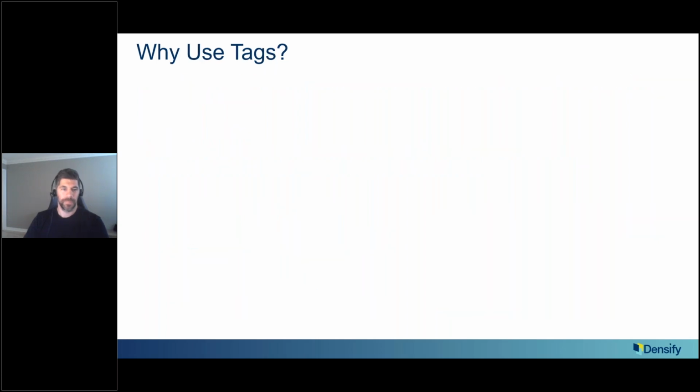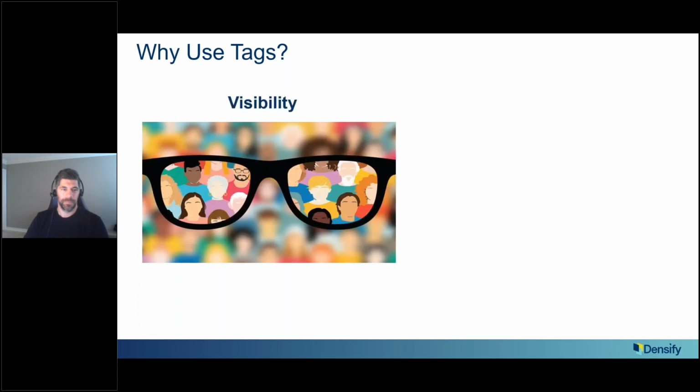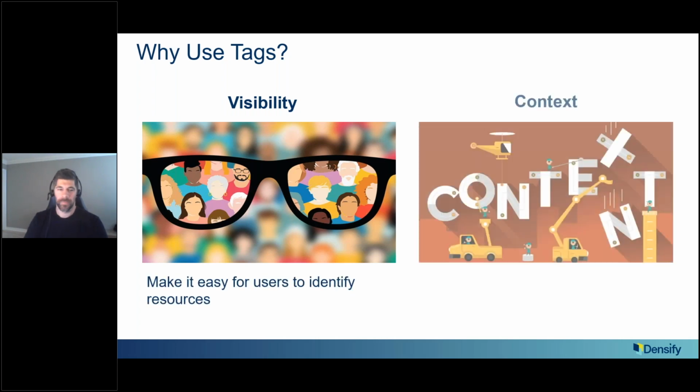Why are tags important? Why do you want to use them? There's really two fundamental reasons. One is pure visibility, making it easy and intuitive for users to access their applications, to identify them, and then more importantly, turning content into context. You've got this data, but until you've got some kind of meaning behind it, it really can't be used, and quite frankly, nobody can care about it.